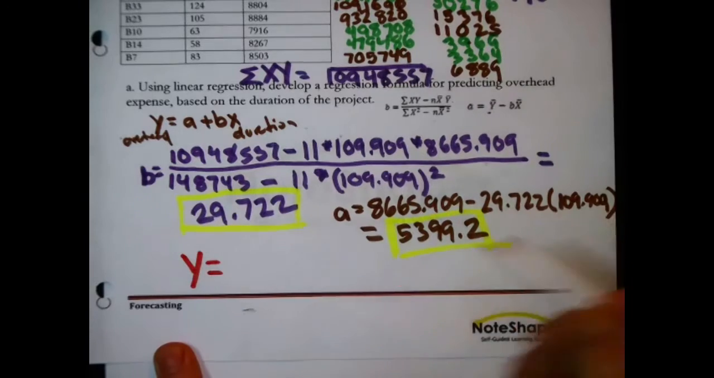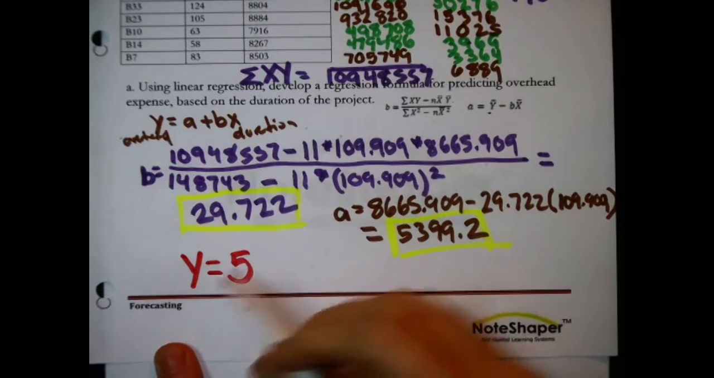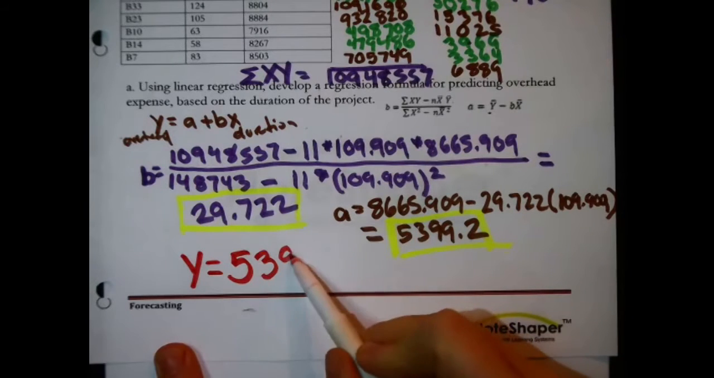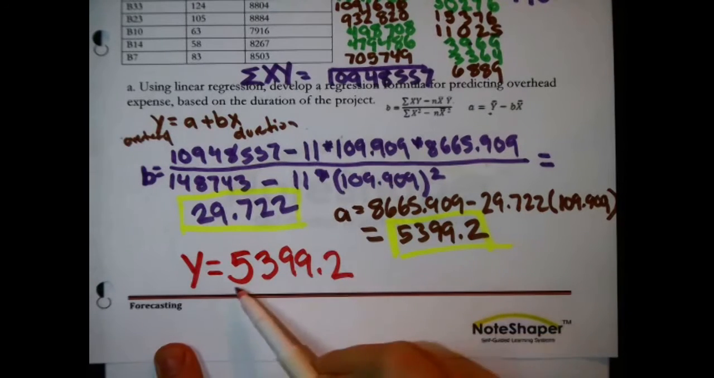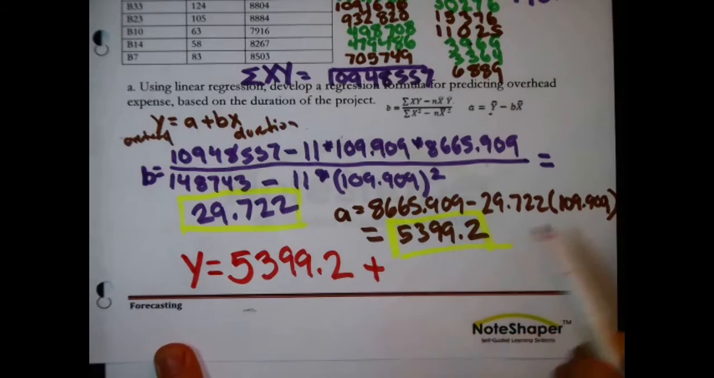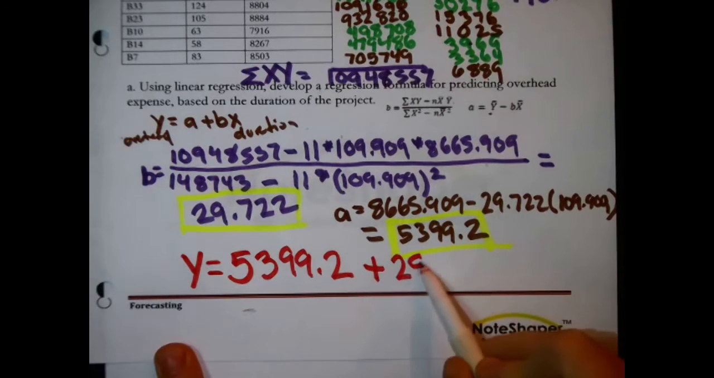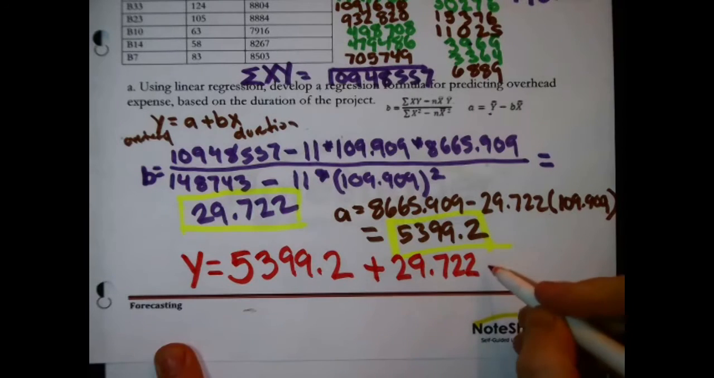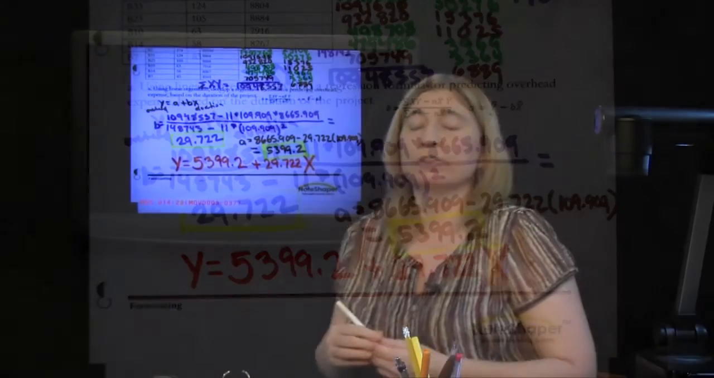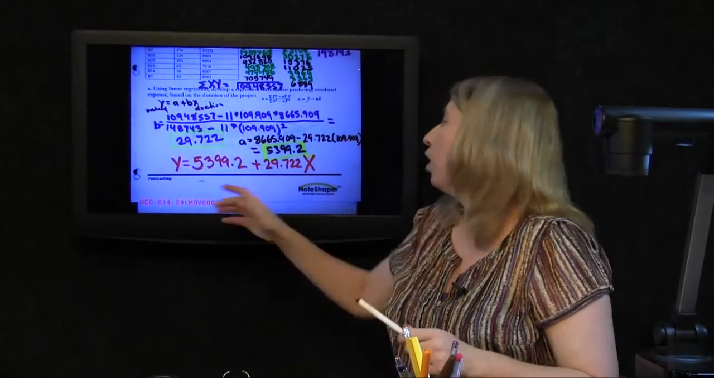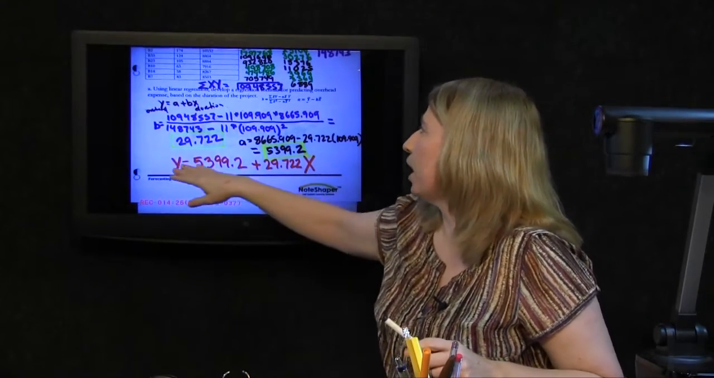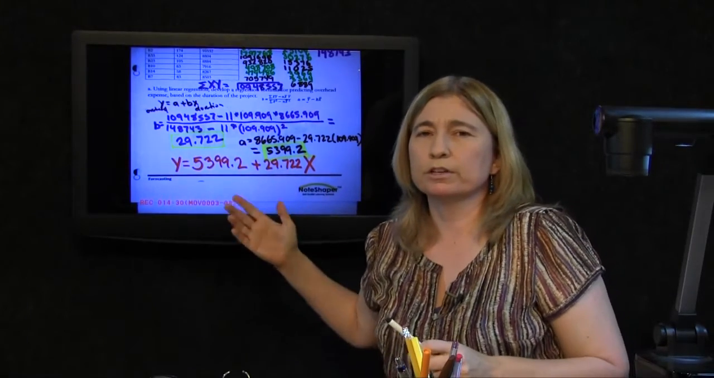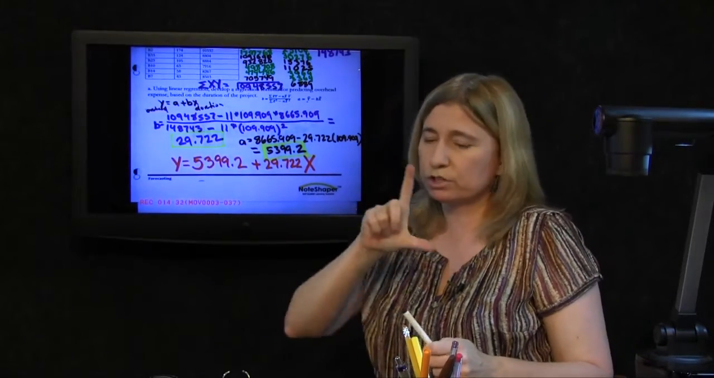Y equals, okay, you want to predict overhead expense? Take $5,399.20, that number, and add to it 29.722, almost $30, times X, the duration of the project. All right, there we've actually created the expression for predicting future overhead expense. Okay, but that's just part A.